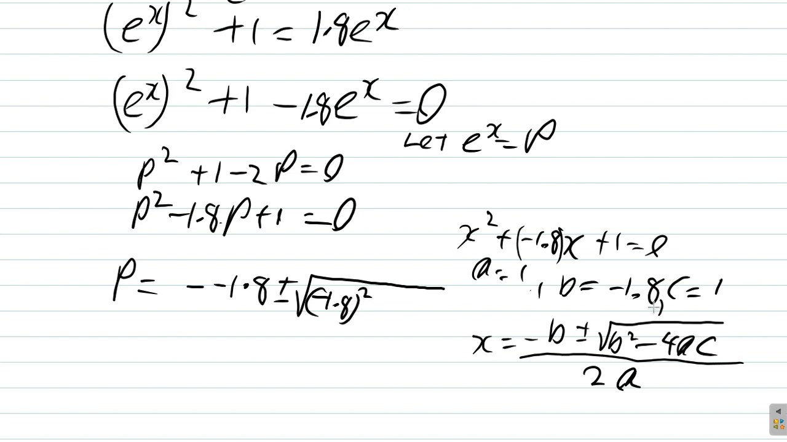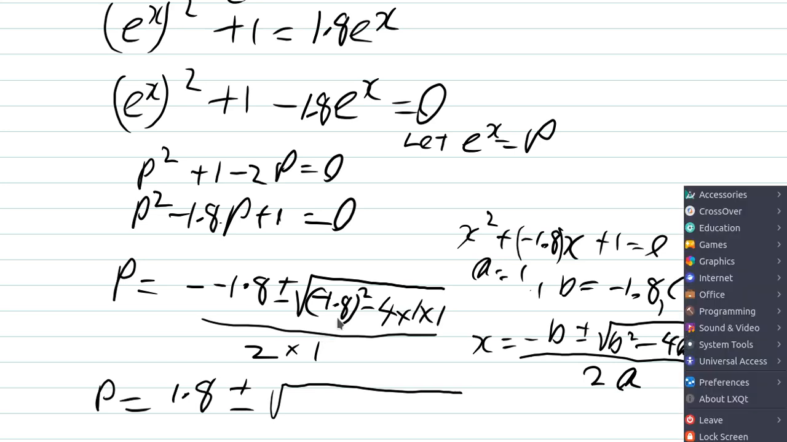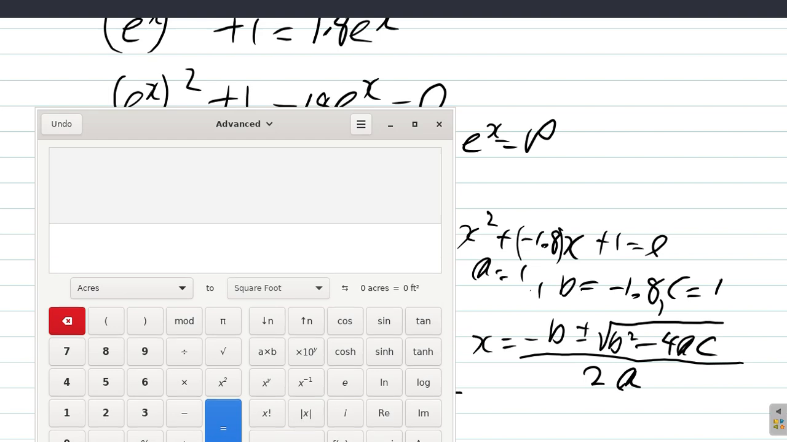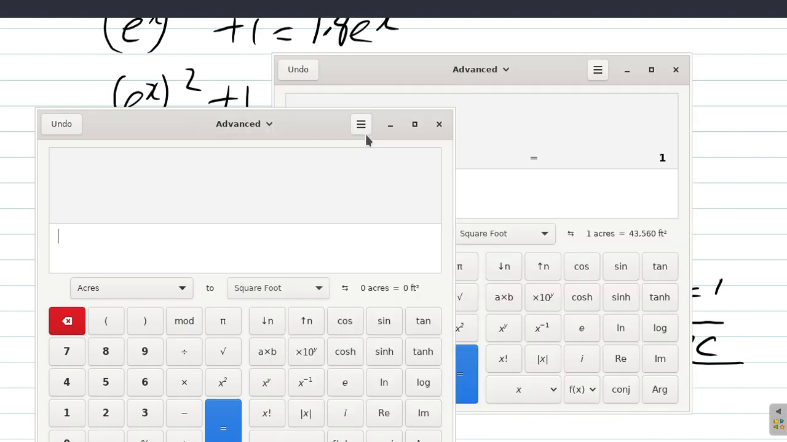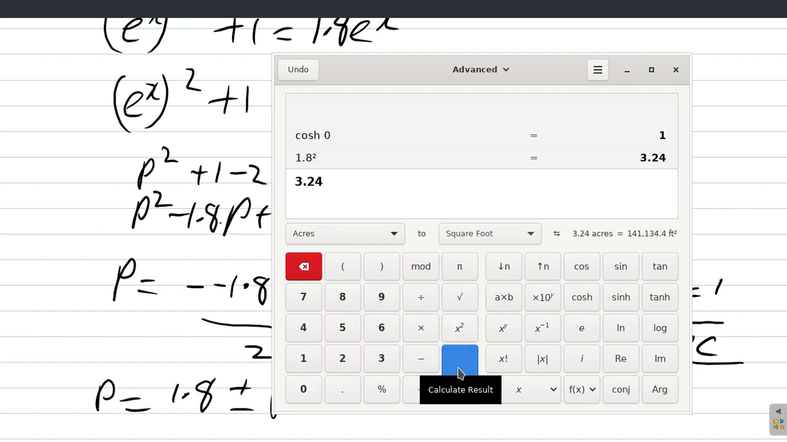It's the quadratic formula. So x equals negative b, which is negative 8, plus or minus the square root of b squared, which is negative 1.8 squared. Wait, did I say negative 8 earlier? It's negative 1.8, right? So that's negative b plus or minus the square root of b squared, which is negative 1.8 squared, minus 4 times a, which is 1, times c, which is 1, all over 2 times a, which is 1.